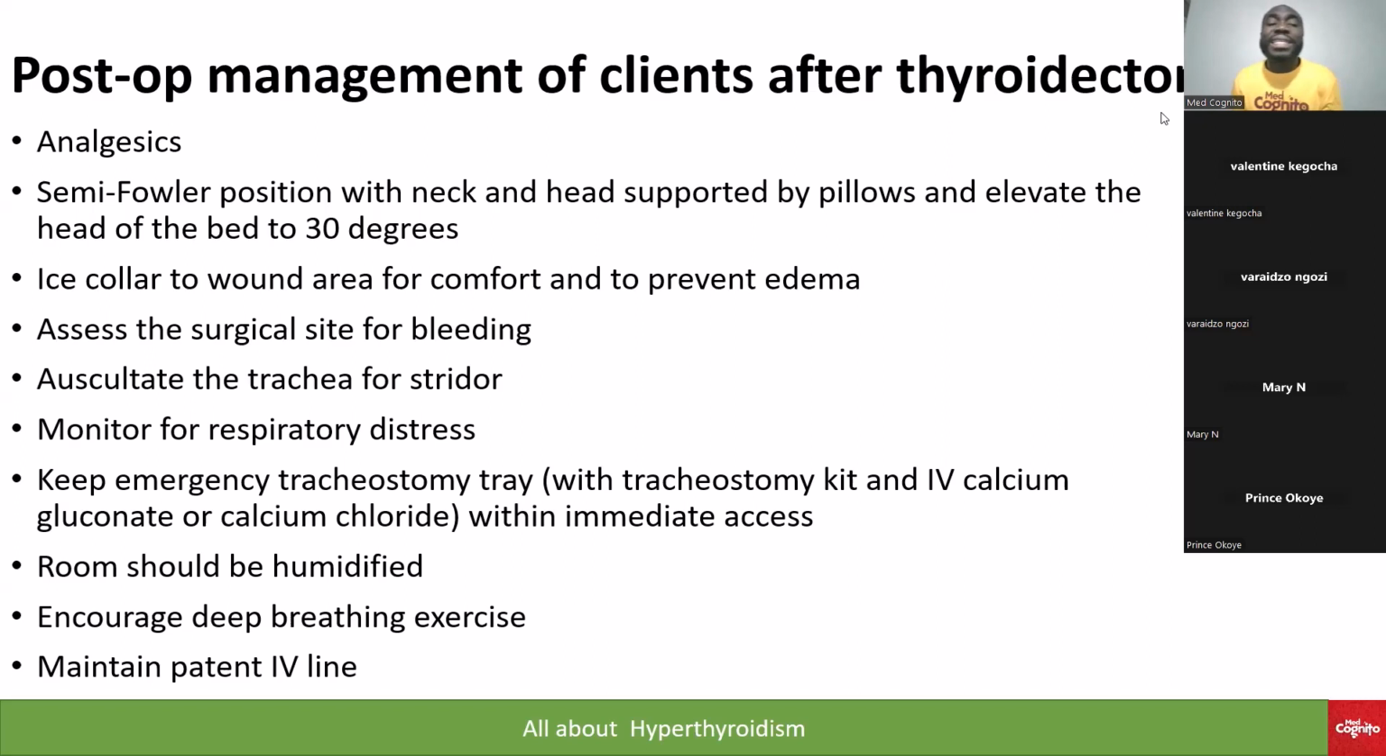And then assess the surgical site for bleeding. You want to watch and monitor the surgical site and make sure the patient is not bleeding. You also want to listen over the trachea for what we call stridor, okay? And then monitor for respiratory distress as well. You want to keep an emergency tracheostomy tray, because at times the patient may be in some form of respiratory distress and you have to put in a tracheostomy tube or call the doctor to put in a tracheostomy tube. And the room the patient is in after the surgery should be humidified.